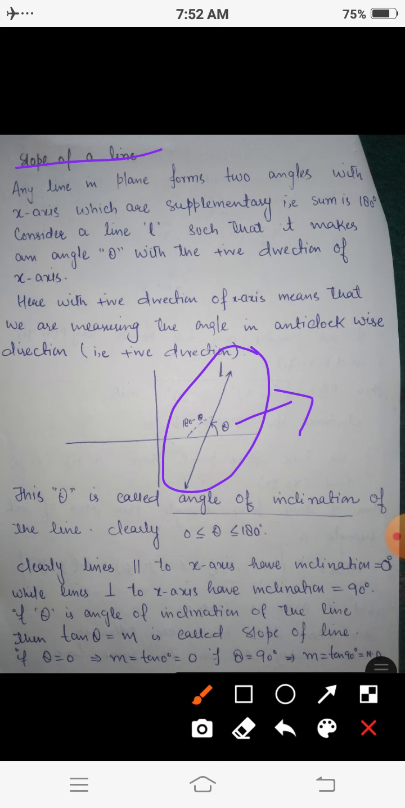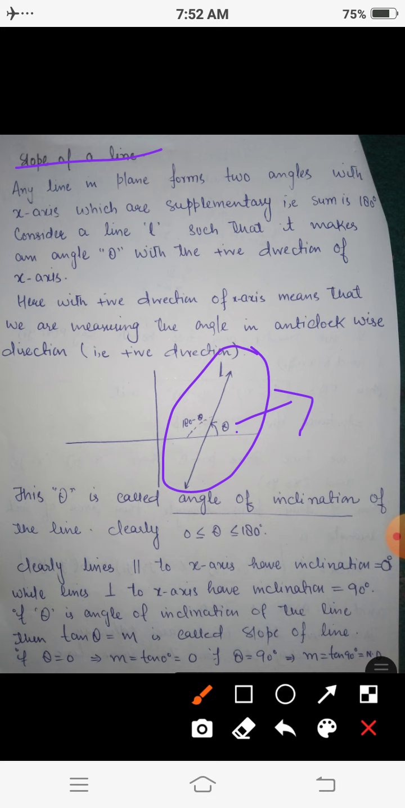These two angles are called supplementary angles. Supplementary angles are angles whose sum is 180 degrees. If we consider this line, the angle it makes with the positive direction of the x-axis is theta. We measure this angle in the anti-clockwise direction, because anti-clockwise is taken to be the positive direction.